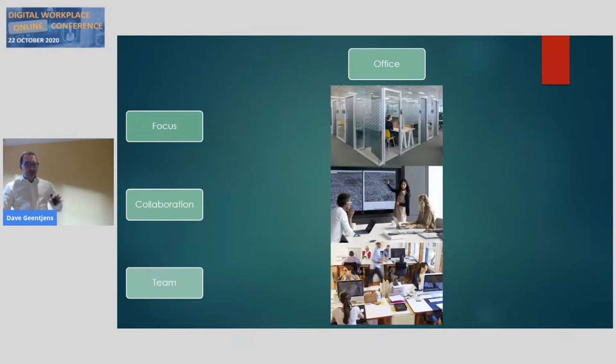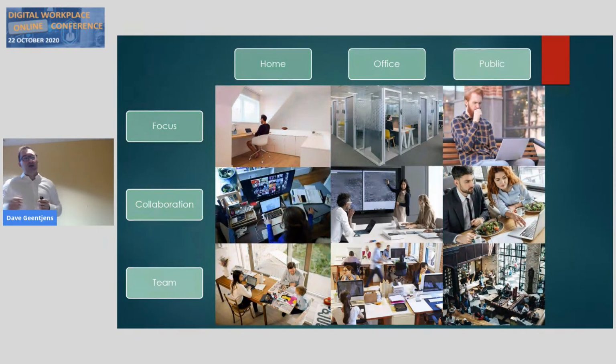And if we look at our offices, you can already split them in 3 activity-based elements: from a focus perspective, a collaboration perspective, meeting places, and team perspective. Now, if you expand that to the preference-based locations, you can add either the home area and the public area. And you have these same 3 activity-based elements there. So you actually get 9 working situations where all our employees are working.